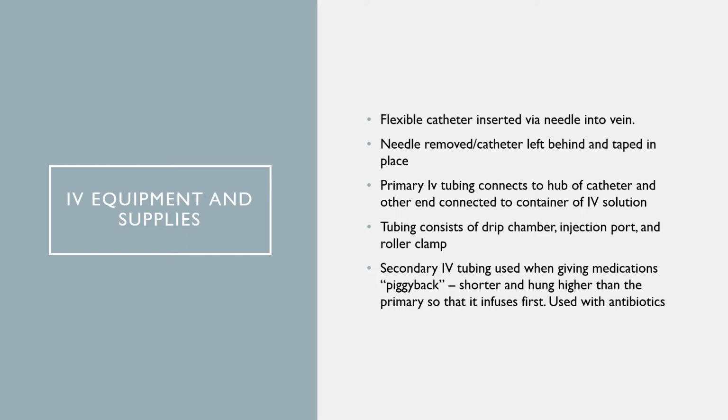The primary IV tubing connects to the hub of the catheter and the other end is connected to the container of IV solution, so their bag. The tubing is going to consist of a drip chamber, injection port, and a roller clamp. You might also see some secondary IV tubing used when we're giving medications. This is called a piggyback. This tubing is shorter and it is usually hung higher than the primary tubing so that it will infuse first. And it's usually used with antibiotics.